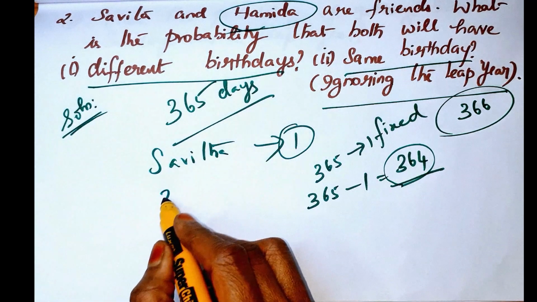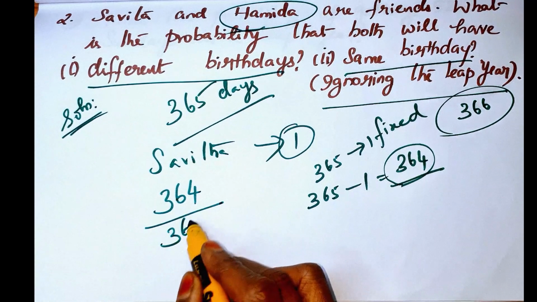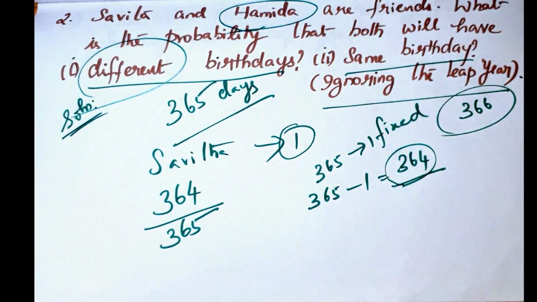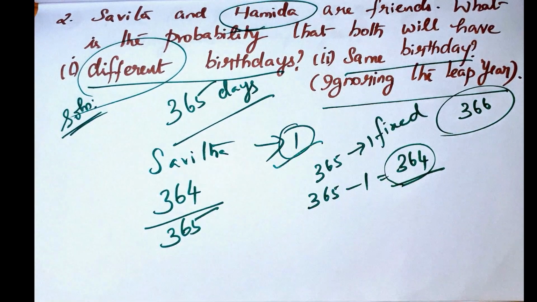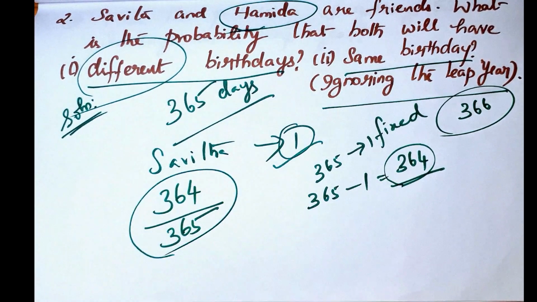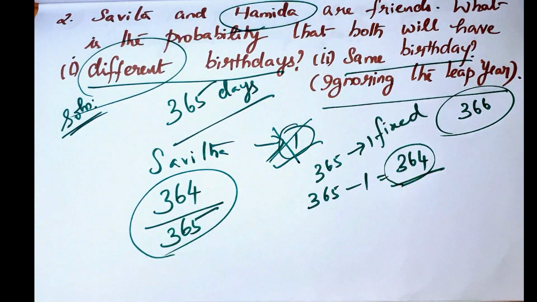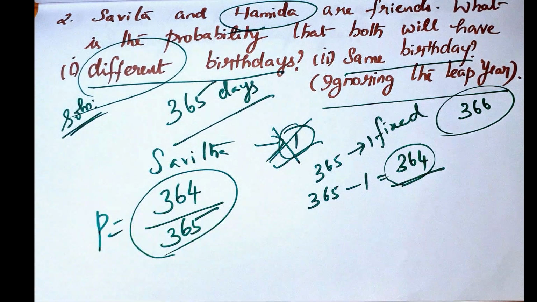So for that we have the probability 364 by total number of days are 365. So 364 by 365 is the probability for different birthdays, because first already we have fixed one birthday for one girl. The other one can get a birthday which is not this date. Out of 364 she can get 1 day. So this is the probability for the first one.